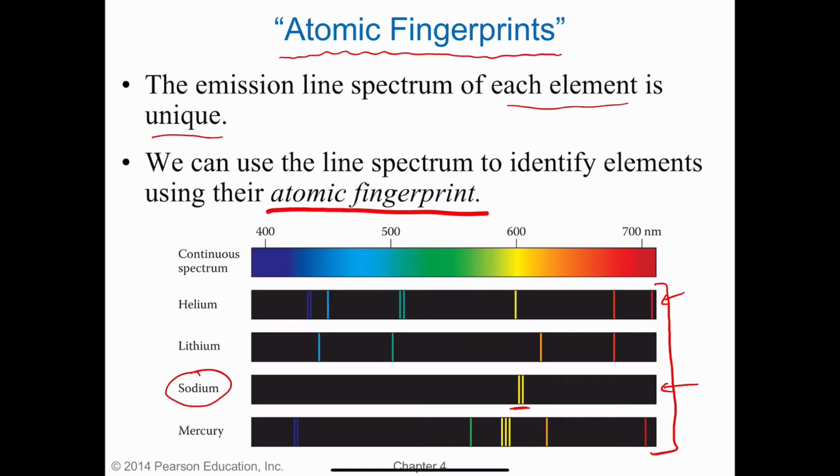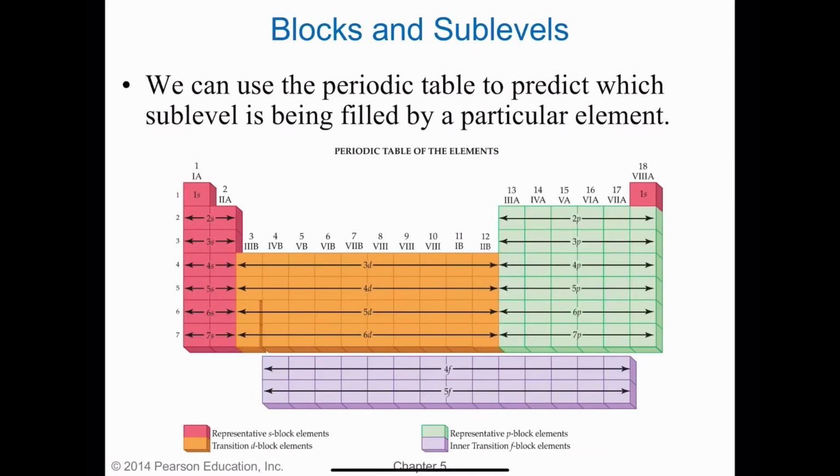This is one thing that we can use to identify what elements are in stars. So if you are interested in astronomy, how do we know what elements are in stars that are very far away? We look at the light coming from those stars, and we pay close attention to what atomic fingerprints we notice are coming from those stars, and that's how we know what elements are present. That's how we know that our star has a lot of hydrogen and helium, for example.